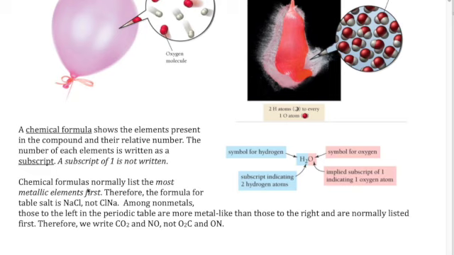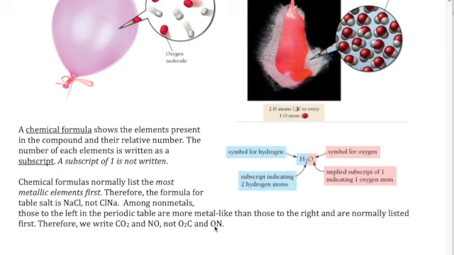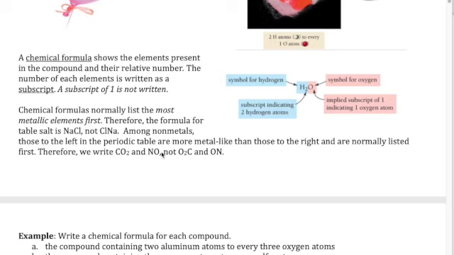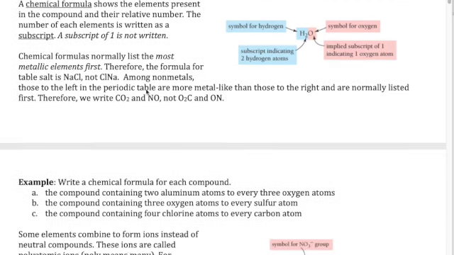So for example, if you have NaCl, sodium chloride, you would not write it as ClNa because Na is to the left of Cl, so you would start with Na first, followed by Cl. Same thing with some of these other formulas here. For example, CO2 and not O2C, and NO and not ON. Okay, so hopefully these are all easy to come up with if you have the periodic table in front of you and you can see which elements are to the right and which are to the left.